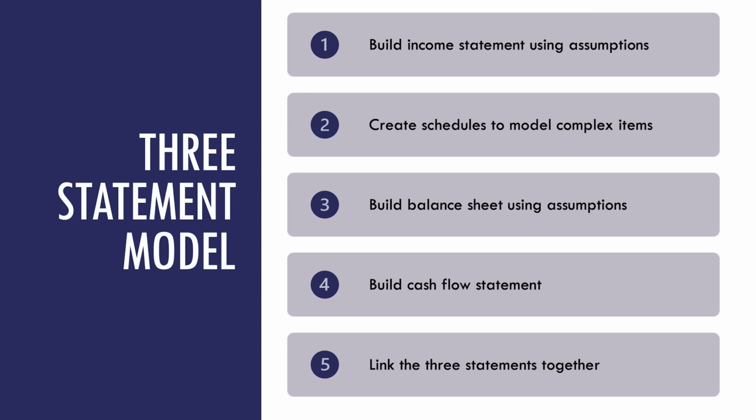And here's the steps we'll take to make this financial model. Firstly, we'll organize and build our income statement using a set of assumptions. Secondly, we'll create schedules to model out more complex line items like capital expenditures and depreciation. Following that, we'll build out our balance sheet. And lastly, we'll build up the cash flow statement and link the 3 statements together.